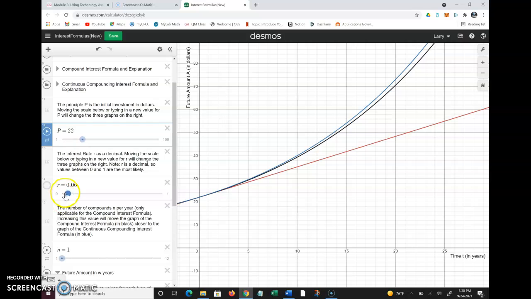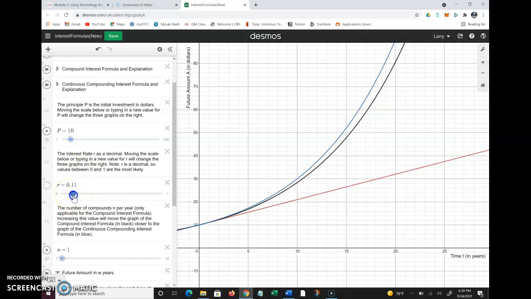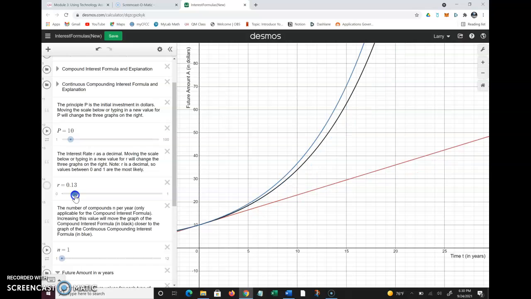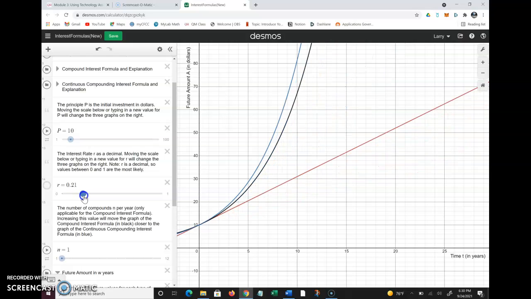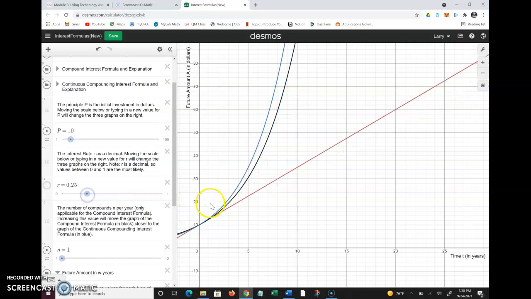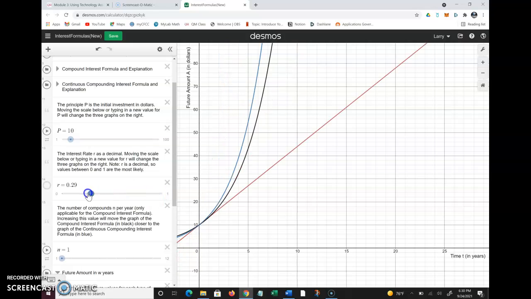The next variable is the interest rate. So the interest rate, bring this back down to a smaller number. The higher the interest rate, the better the return. So as interest rates increase, all three curves change. All three are moving so that they get higher faster. In other words, it takes less time to gain more money. So the higher the interest, the steeper and steeper each one gets.